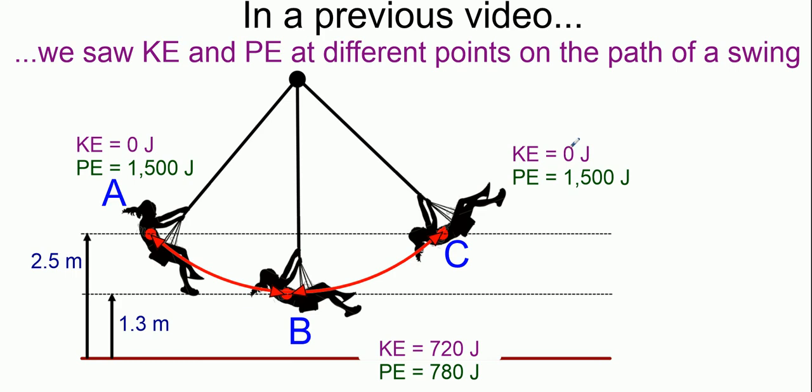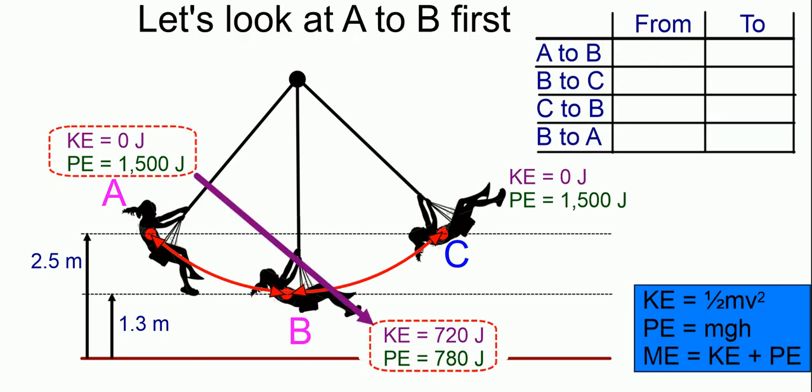What's important now, and you will be asked this on the MCAS test, is to describe how energy is transformed from one place, say A to B, all right? So here we're going to talk more about how energy changes from the different points. Now let's look at A and B first, A to B first.